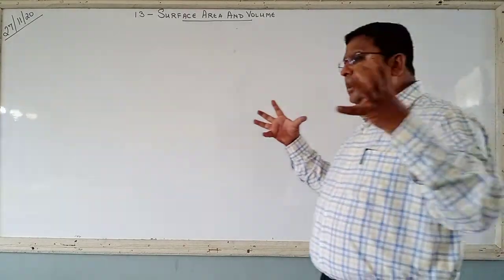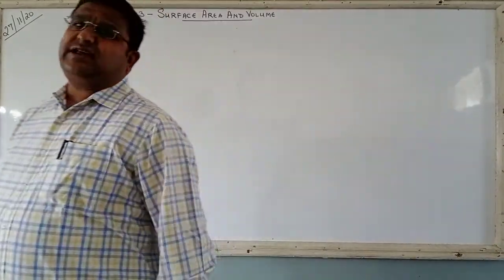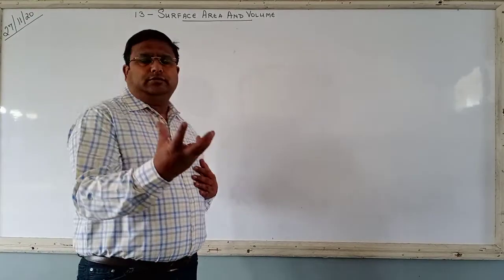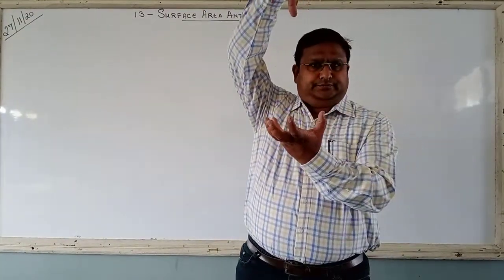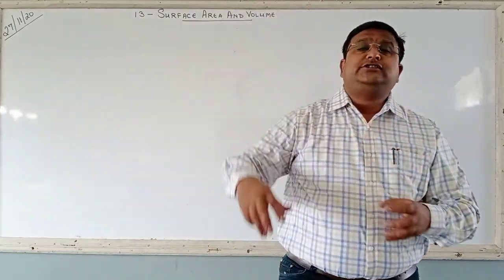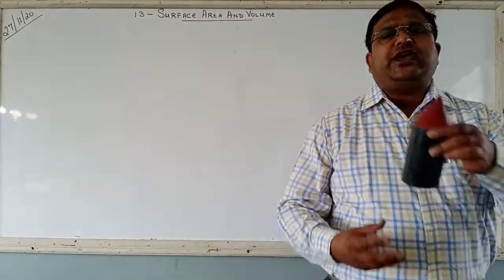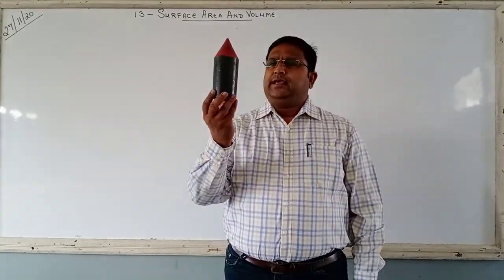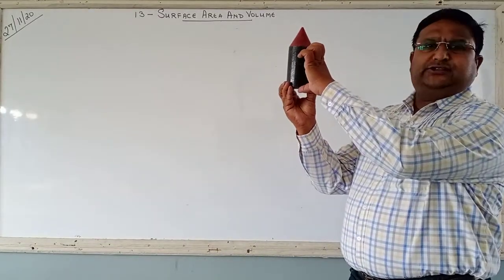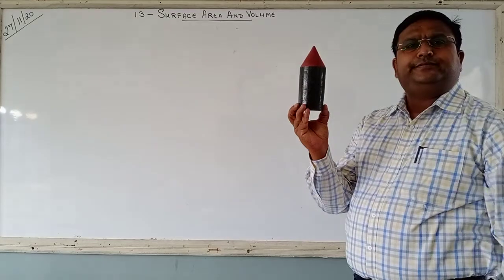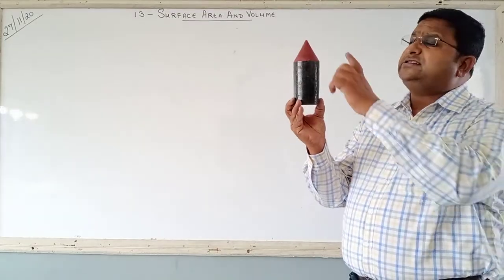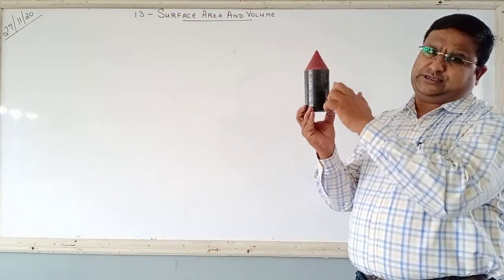When two shapes are clubbed together, what happens? Just imagine you have a cone and that cone is placed on a cylinder. Yes, a cone is placed on a cylinder. Check this figure. Can you see the black portion is your cylinder, whereas it is having a conical top? Yes, so this is a combination of two shapes.